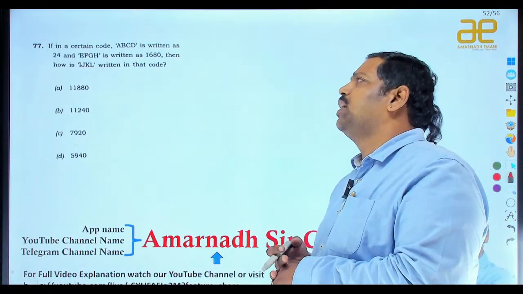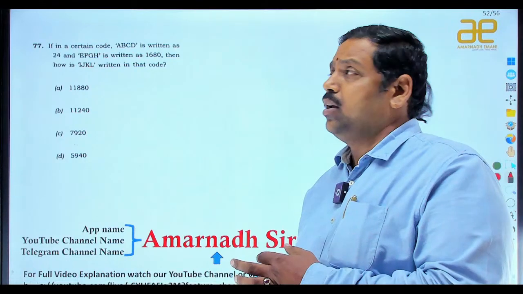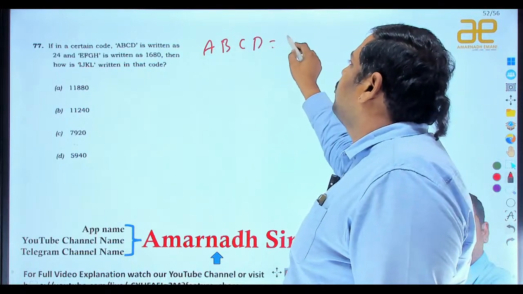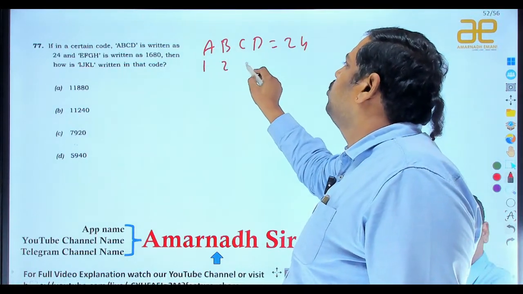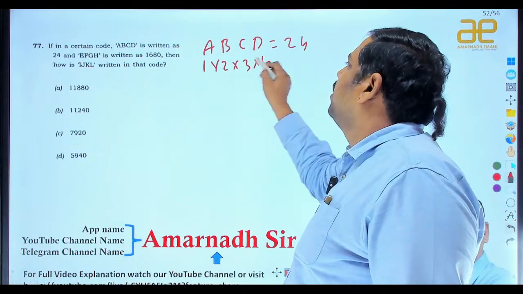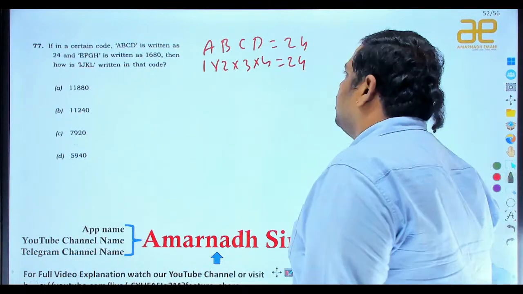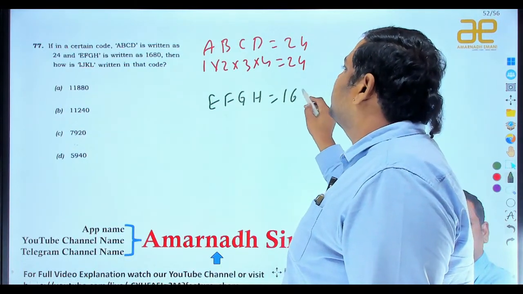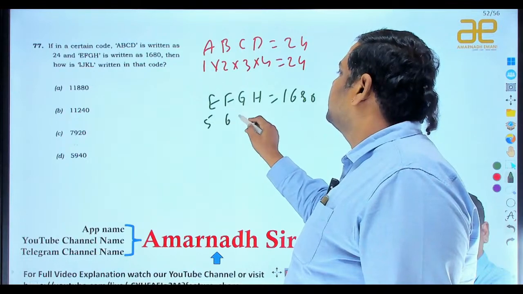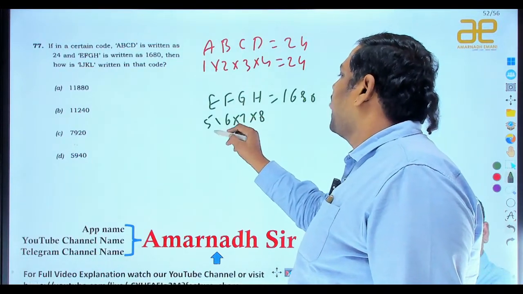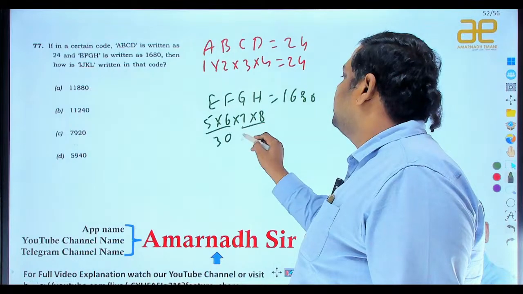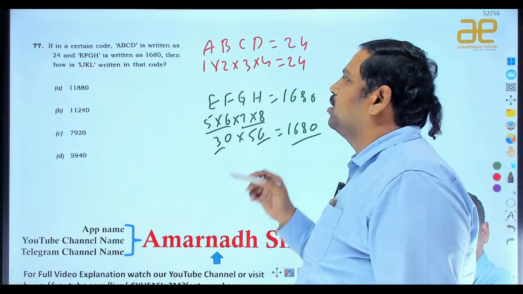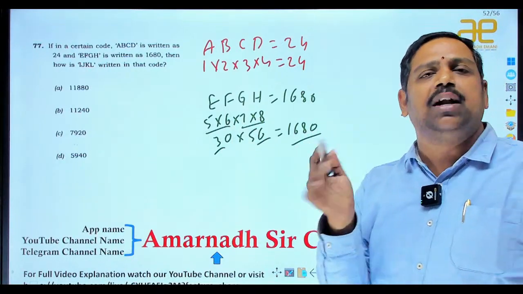It's a very beautiful coding-decoding question. I have already discussed it in the class also. ABCD is written as 24. Just write the position values: 1, 2, 3, 4. Just multiply. Yes, it is equal to 24. Superb. And EFGH is equal to 1680. E means 5, 6, 7, 8. Just multiply. 5 sixes are 30. 7 eights are 56. 56 times 30 is 1680. Yes, exactly matching.